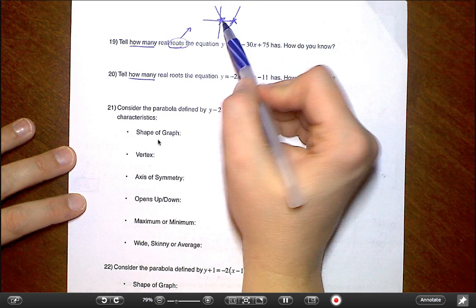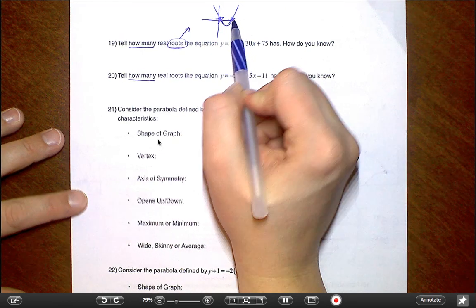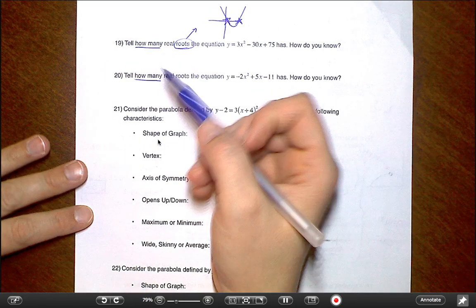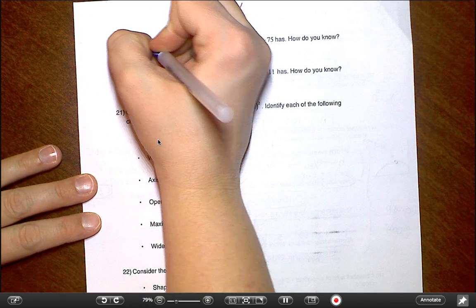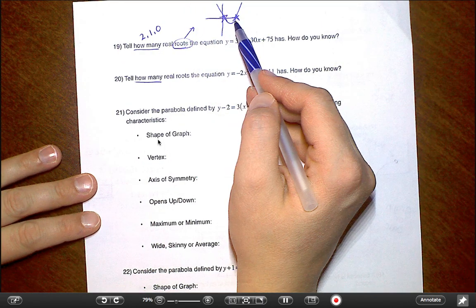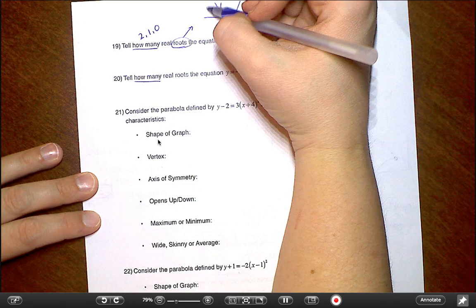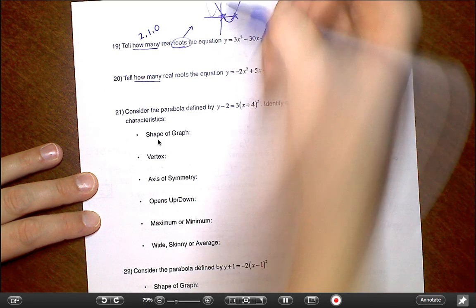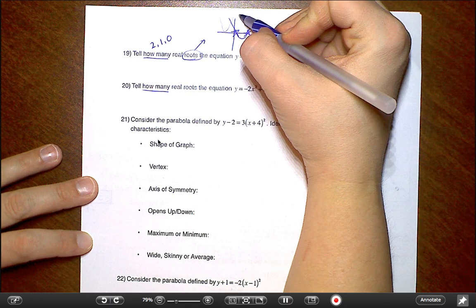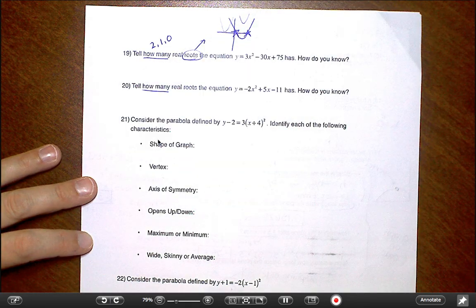Sorry, that's a really messy picture, but these are your roots, and I just want to know how many there are. Your only real options here are 2, 1, or 0. It could cross twice. It could be sitting right on top of the axis and hit only once. Or it could be floating up here and have none at all.